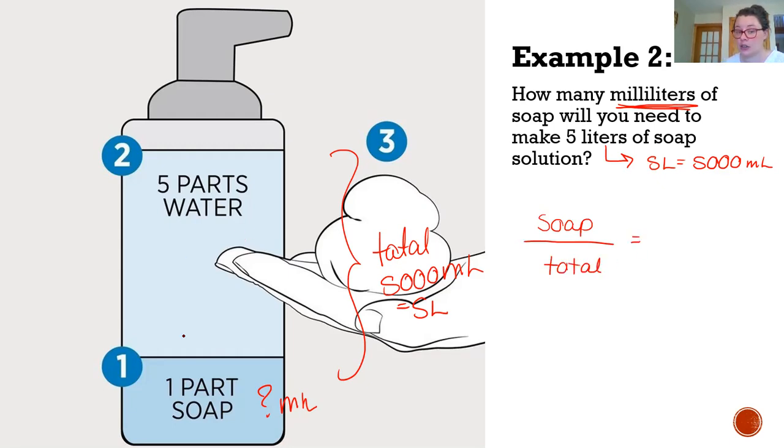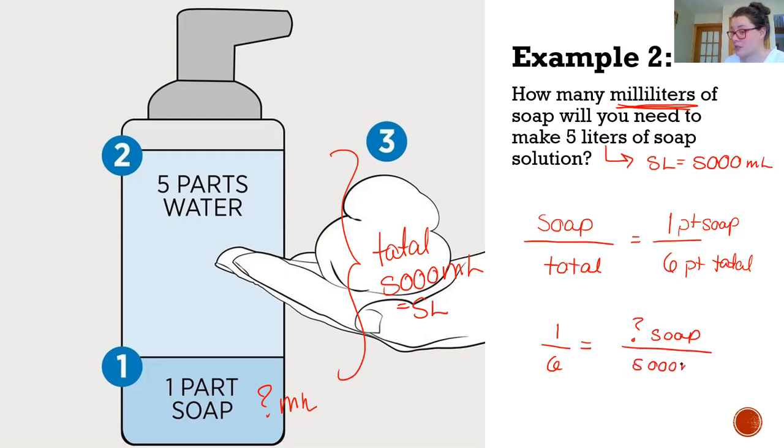If I look over here, I have 1 part of soap to how many parts altogether? Well, there's 6 parts altogether. So there's 1 part soap to 6 parts total. I'm just abbreviating so I have enough space to write it. All right, now we can plug in our information. So I know the ratio has to be 1 to 6. Well, how many mils of soap have to be put in order to make 5,000 mils?